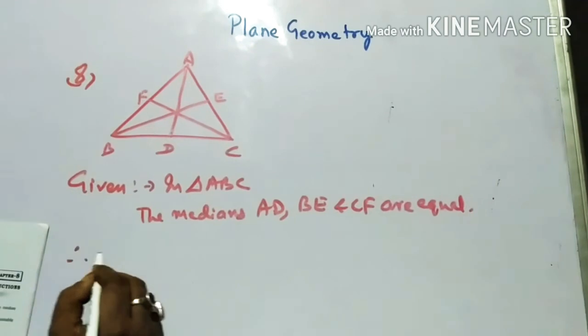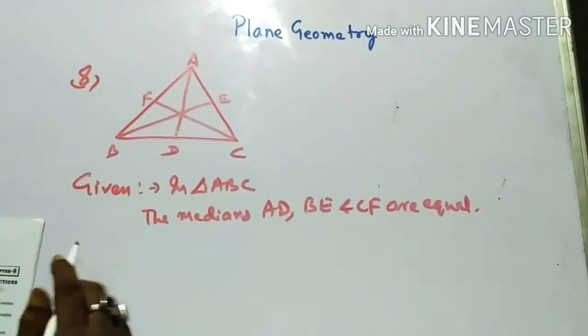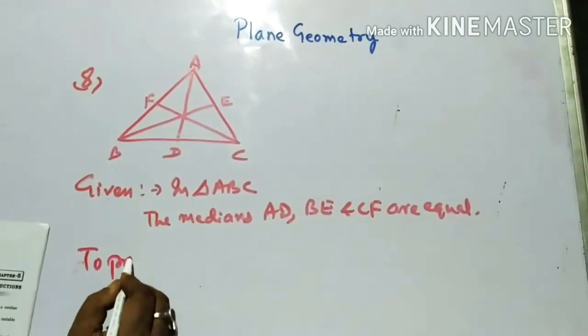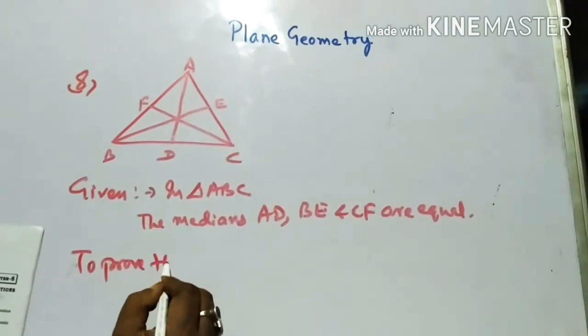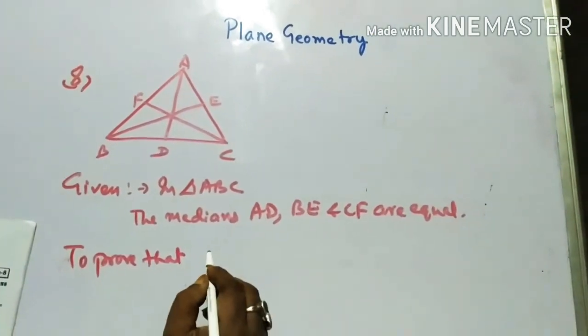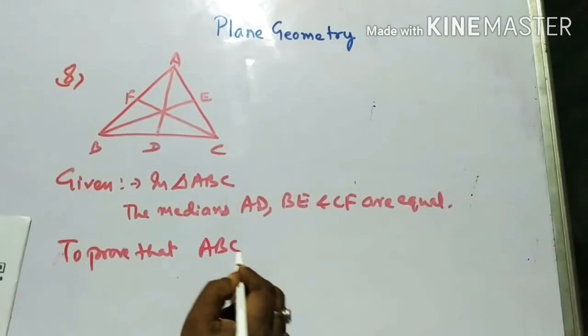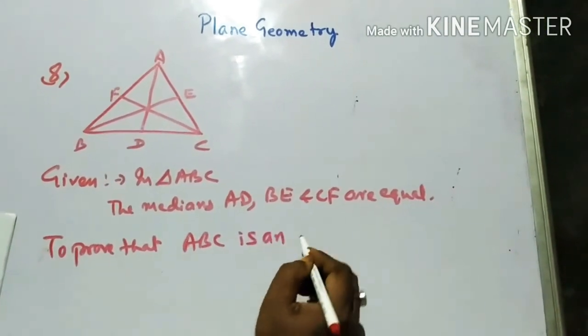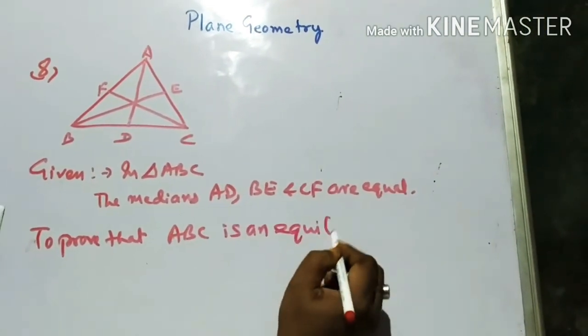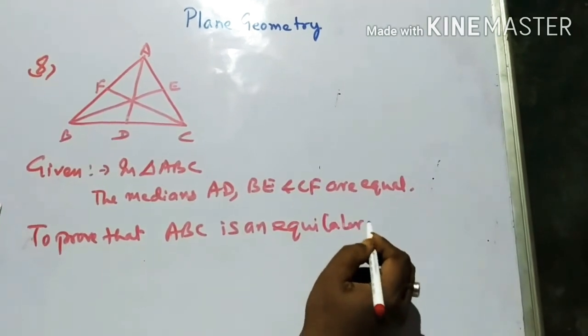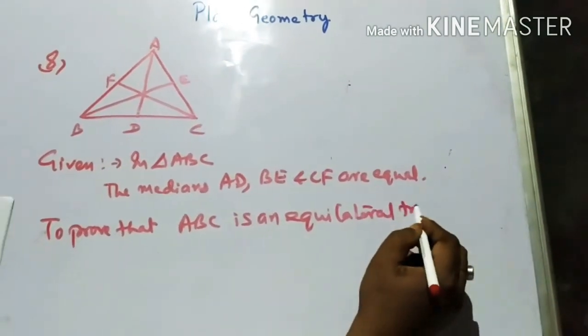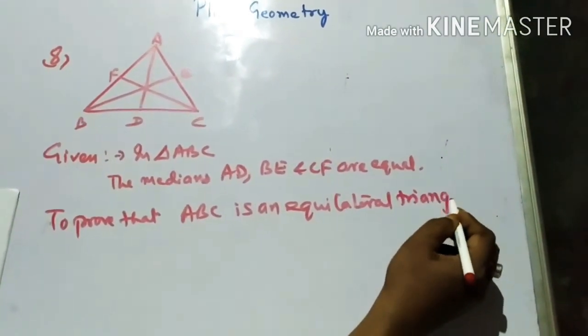Therefore, we have to prove that ABC is an equilateral triangle. This we have to prove is an equilateral triangle.